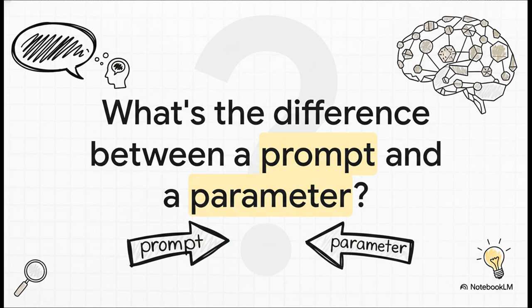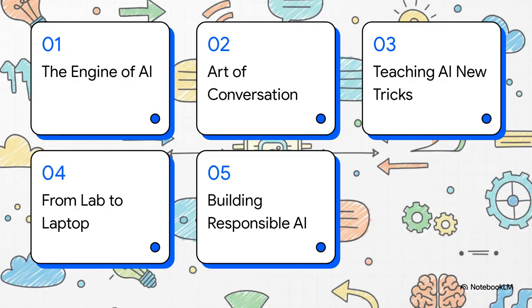See, one is an instruction we give the AI, and the other is a tiny little building block inside its brain. By the time we're done here, you'll know exactly which is which, and a whole lot more. So, to make sense of it all, we're going to walk through what I like to call the LLM lifecycle journey. We're going to cover it in 5 key stages.